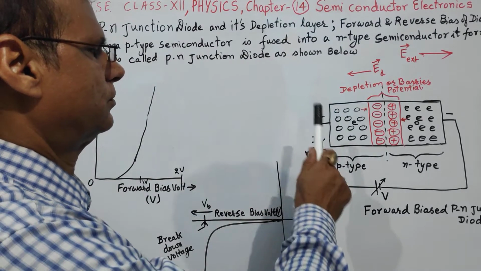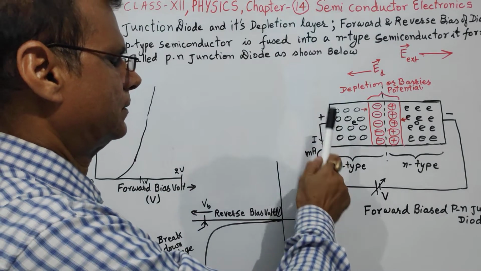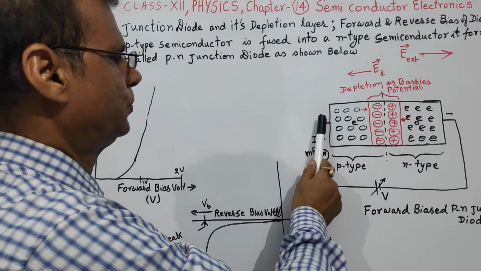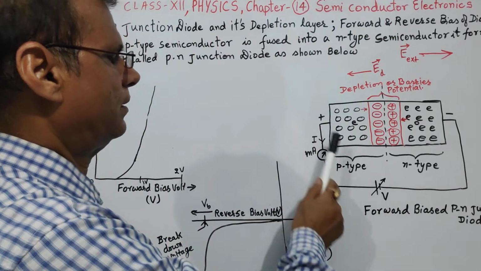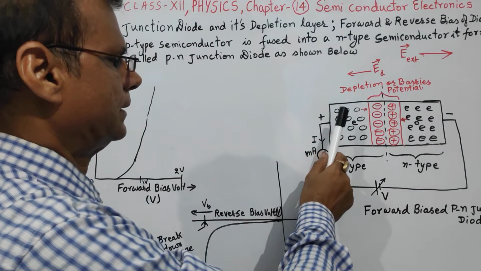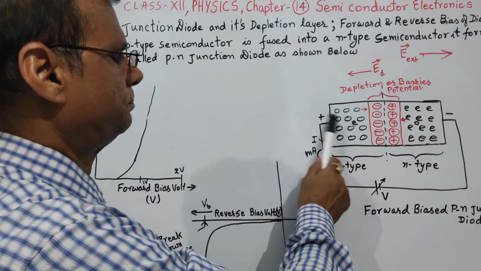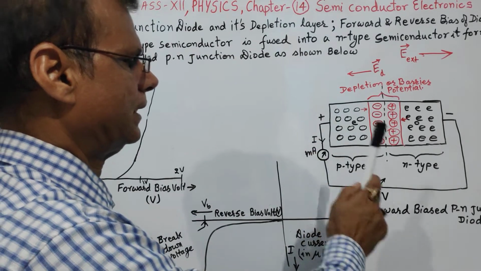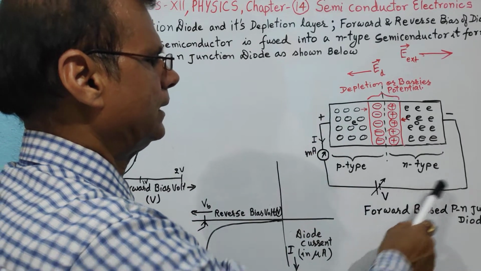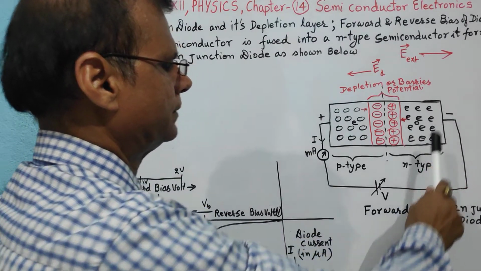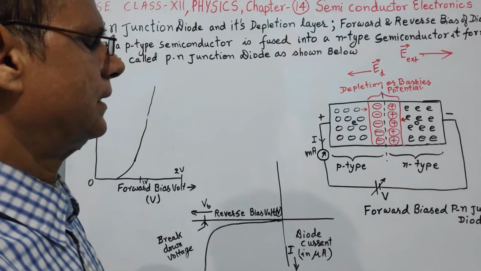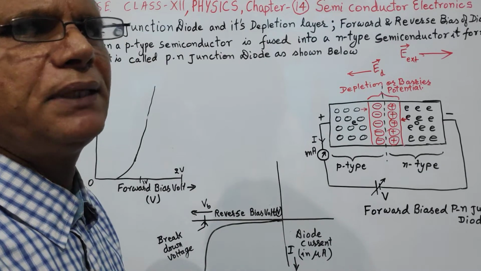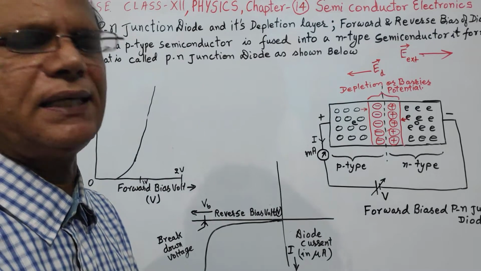Now when we connect the positive side of a cell or a battery to the p side of the semiconductor, means p type semiconductor, and we connect the negative terminal to the n type semiconductor, then this type of biasing applied across the p-n junction diode is known as forward bias.